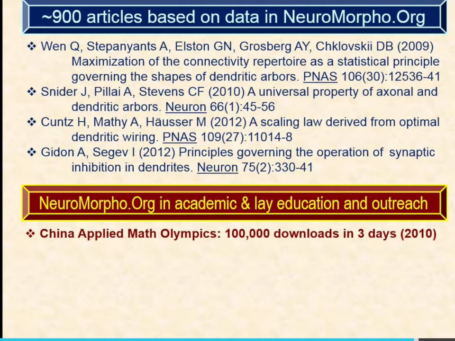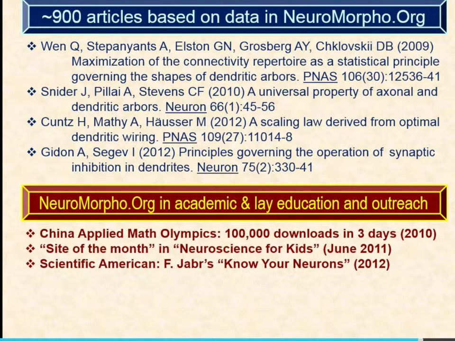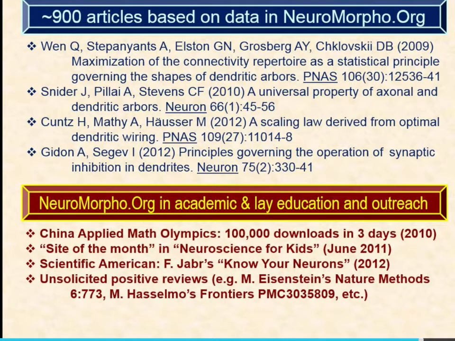And lastly, because academia is not all, neuromorpho.org has been used in a variety of different settings. One of the earlier ones was the China Applied Math Olympics, where they used neuromorphology from this database to ask questions about applied math. We got about 100,000 downloads over a long weekend and nearly crashed our early servers. It was named Site of the Month in Neuroscience for Kids, which is a very popular website. It's popular among adults as well. It was showcased in Scientific American. It received a bunch of positive reviews all throughout both journals and books.